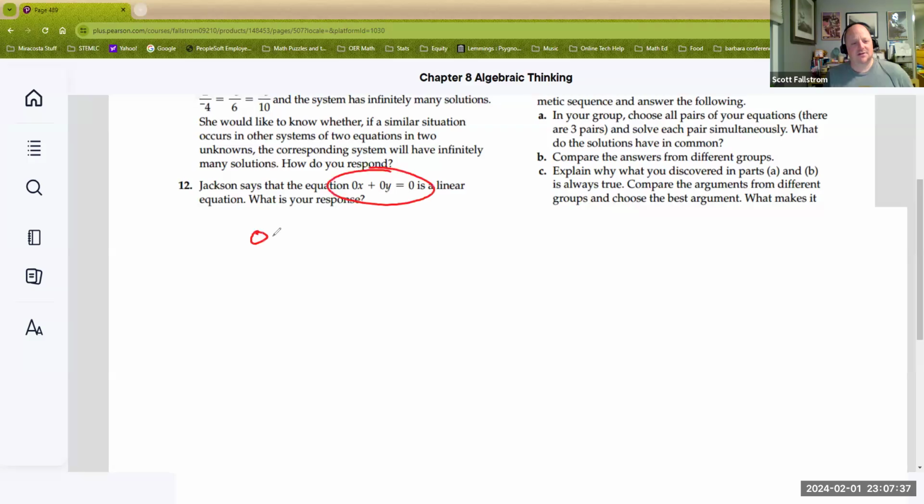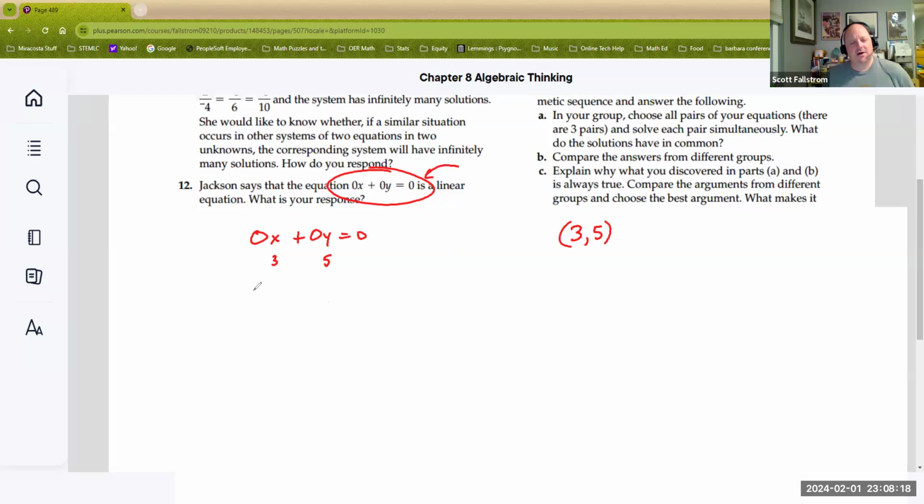So if you have 0x plus 0y equals 0, let's put in some points. Pick a number for x, any number you want. Okay, 3, good. So you pick 3 for x. Now plug in a number for y. 5, okay, 5 for y. Now I have 0 times 3 plus 0 times 5 is supposed to equal 0. Does that equal 0? Yeah, it does equal 0. So this point is a solution to the equation that's listed here.